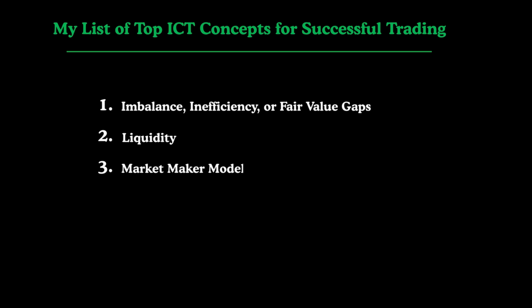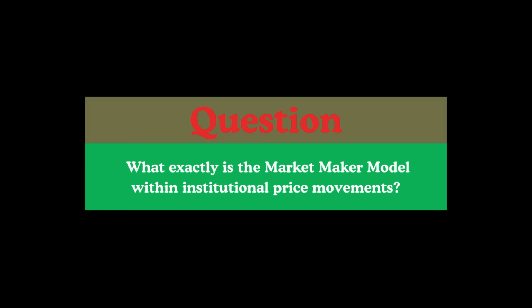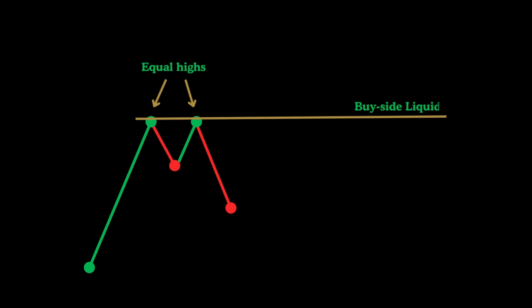The third concept is the market maker model. What exactly is the market maker model within institutional price movements? There are two main types of liquidity in the market: buy side and sell side. Buy side liquidity exists above a high or a cluster of highs.